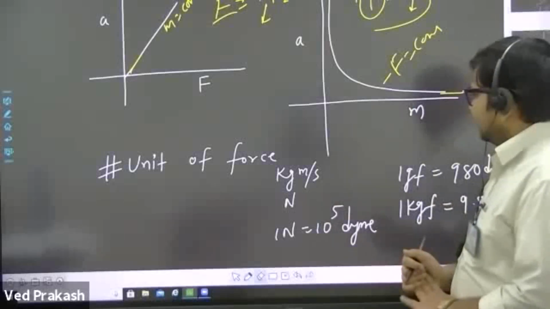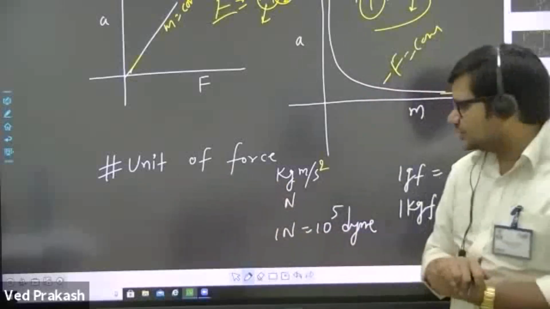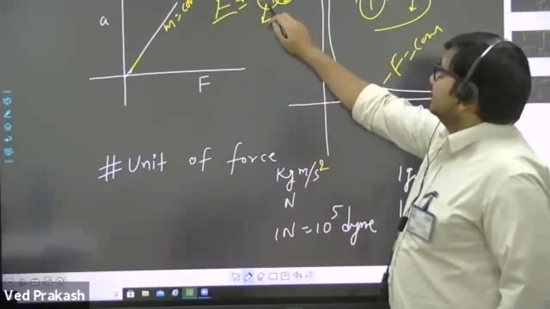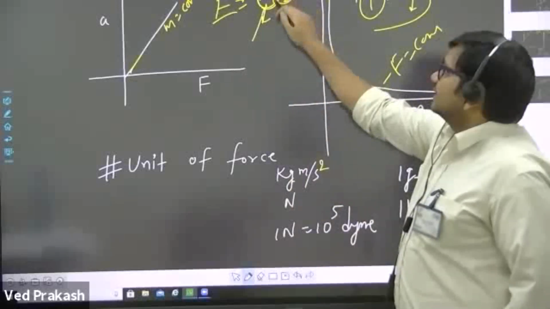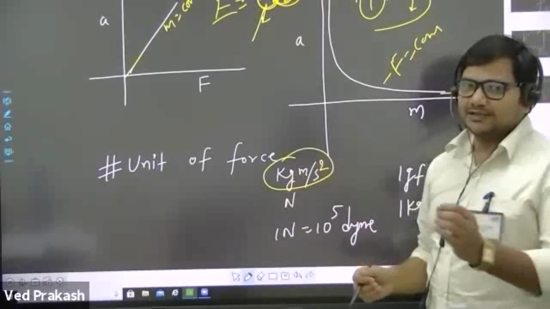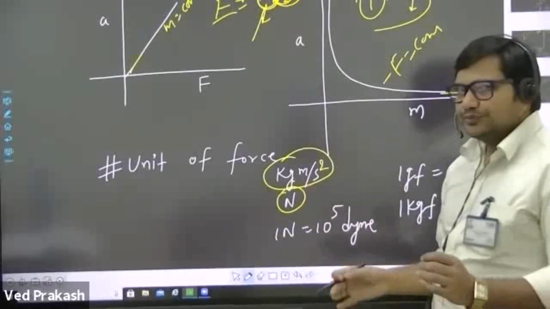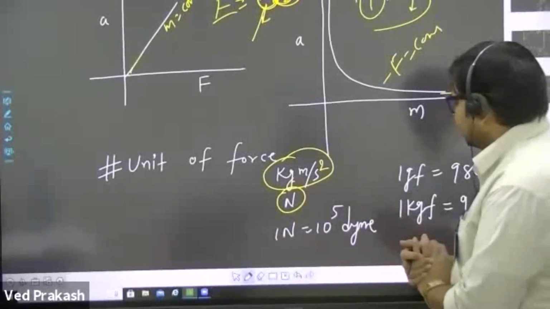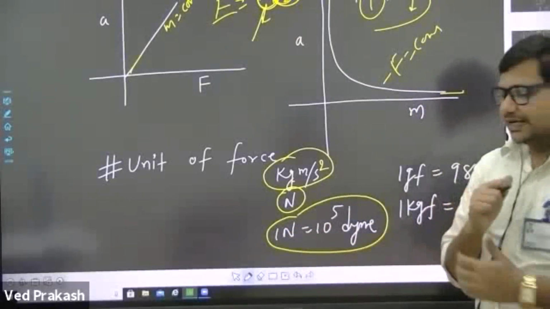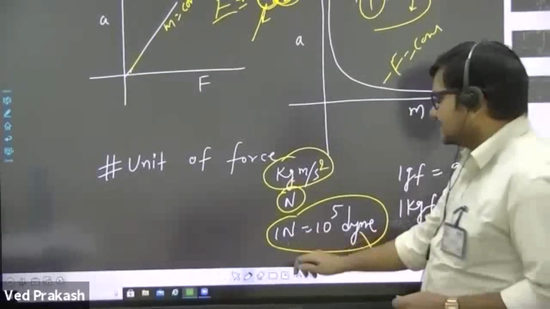Okay. So let's talk about units. If we talk about the unit of force, its SI unit is kg meter per second square. The SI unit of mass is kg and the SI unit of acceleration is meter per second square. So the SI unit of force is kg meter per second square. We can also write it as Newton. So Newton is the SI unit of force. 1 Newton equal to 10 to the power 5 dyne. This is the CGS unit of force and this is the SI unit of force.